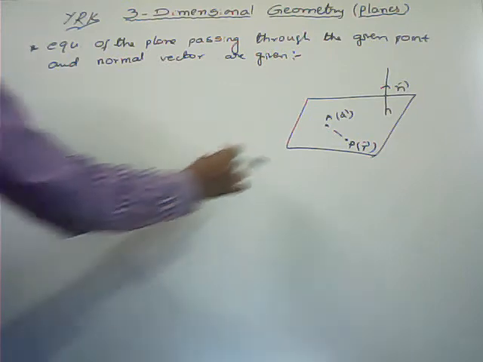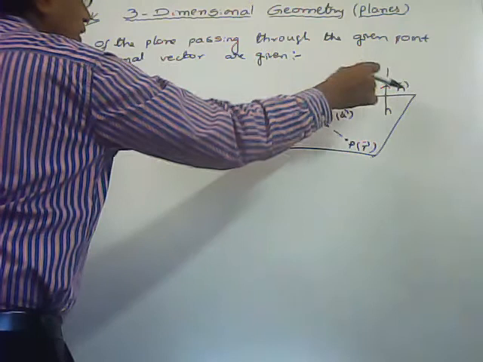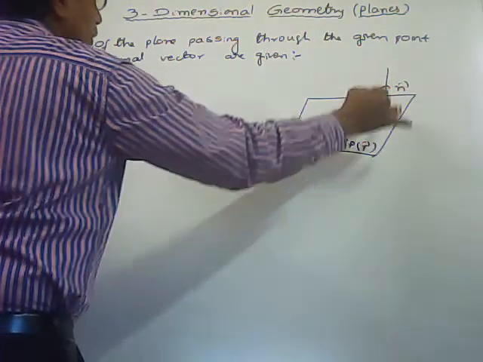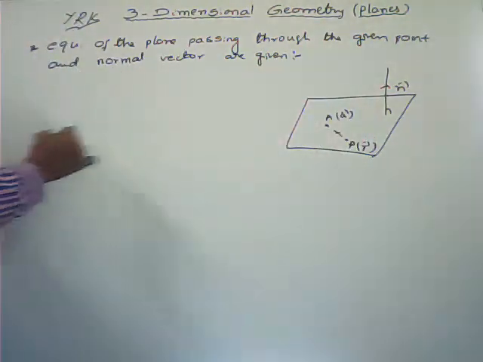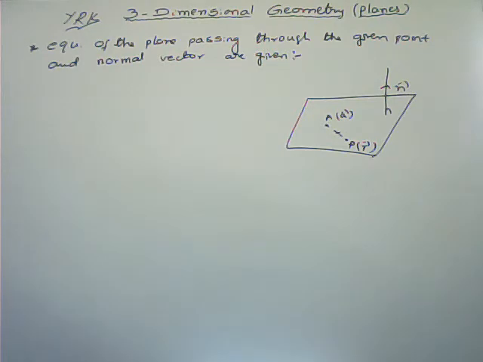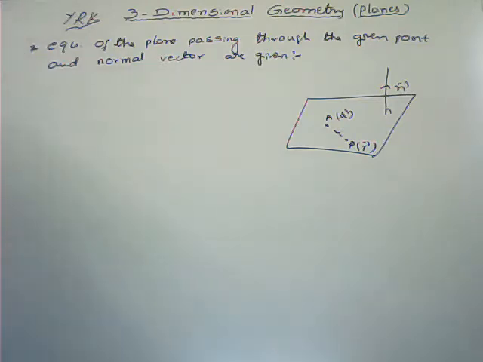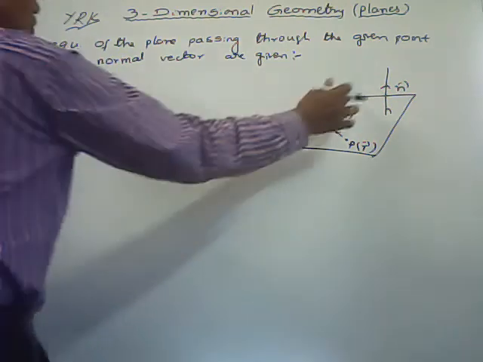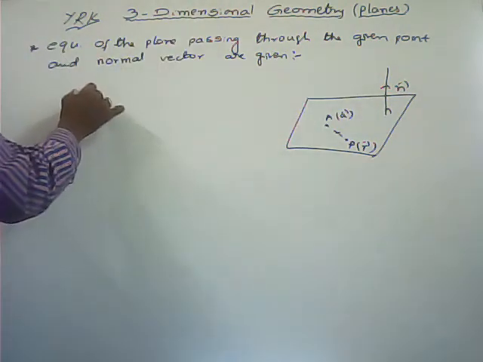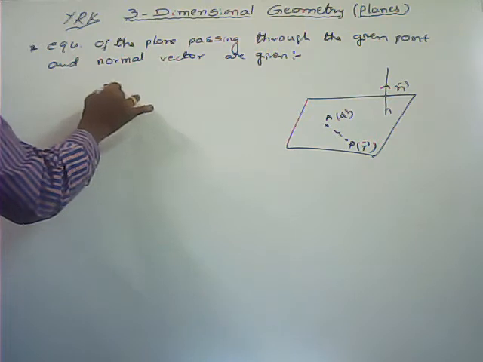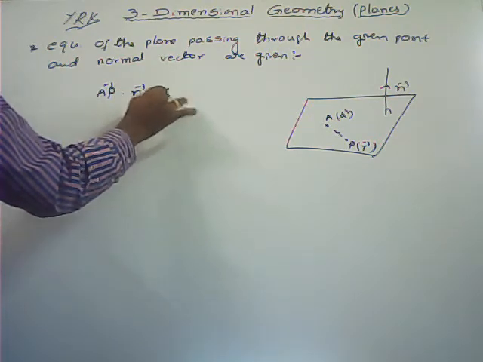Now this is on the plane, this is perpendicular to the plane. So what about these two vectors? Both are perpendicular. Let P be a point on the plane whose position vector with respect to origin is OP bar, that is R bar. Here already one point A is given. The position of that point with respect to origin is OA bar equals A bar, and the normal vector is given. So AP bar dot n bar equals 0.